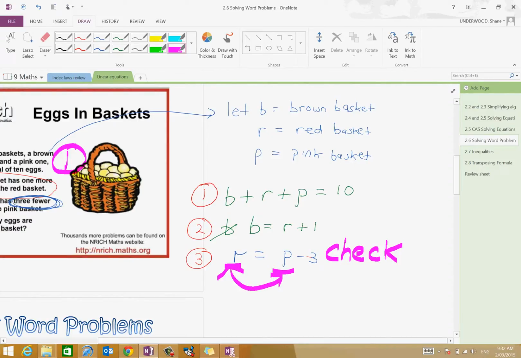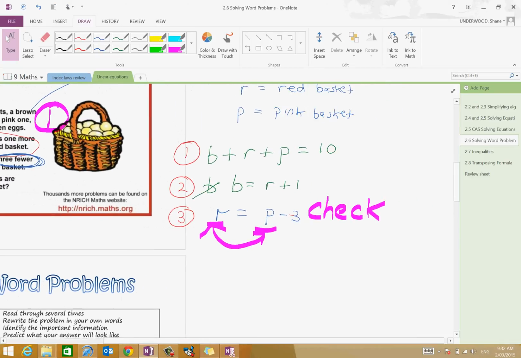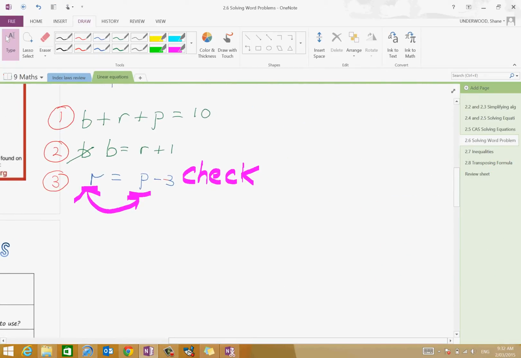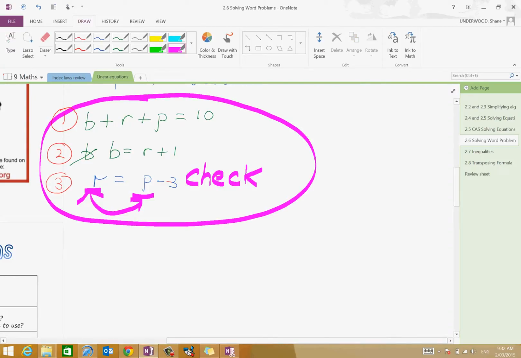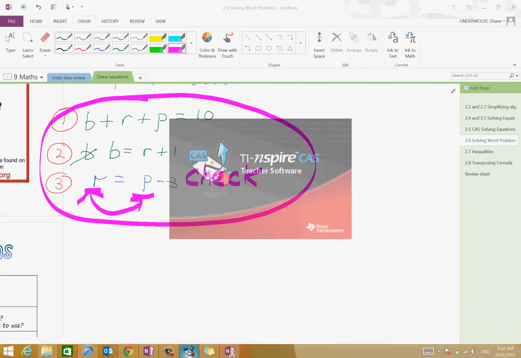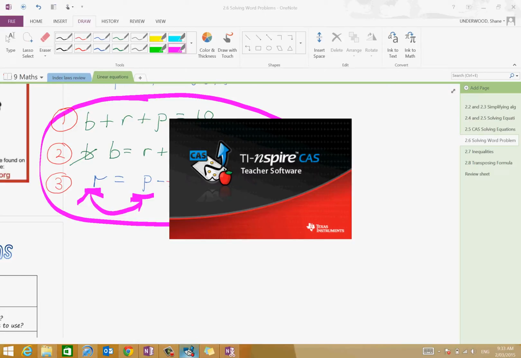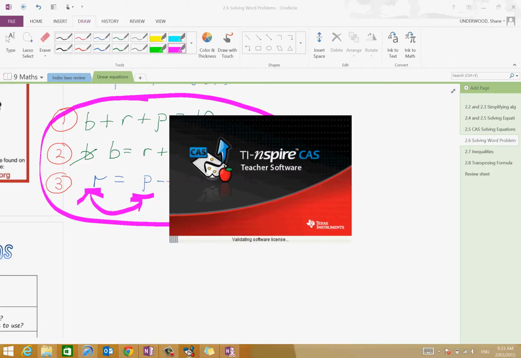Does that make sense? Okay, so now I'm going to show you how to use the CAS calculator to solve this system of, are these quadratic equations? Are they linear equations? What type of equations do you think they are? Linear. Why? Because we can have straight lines. Apart from that, solving equations, you'll only ever have to solve one equation at a time. We're not looking at simultaneous equations.